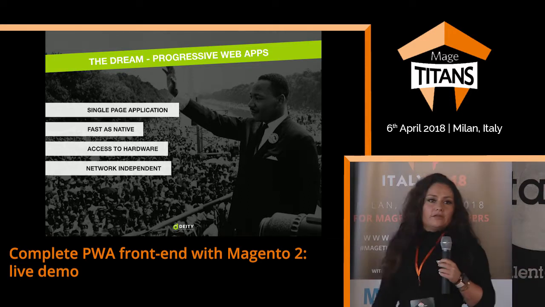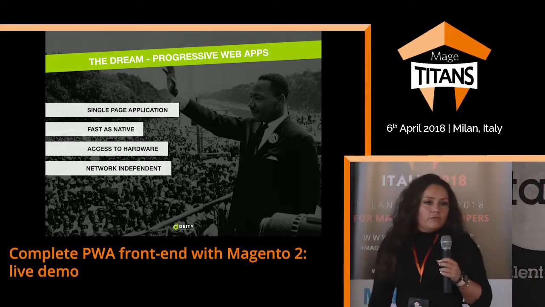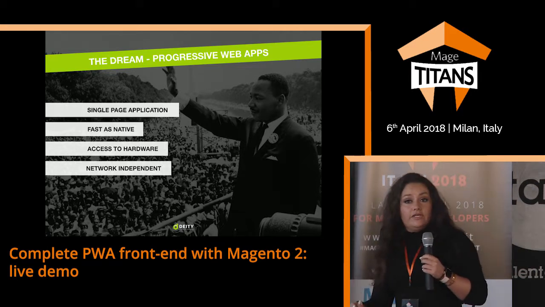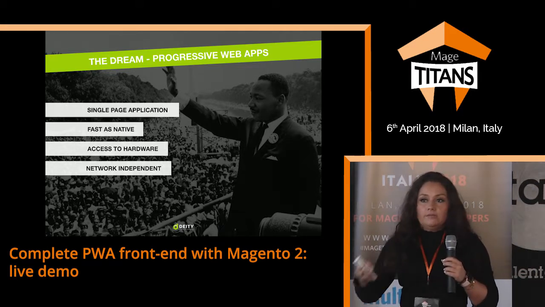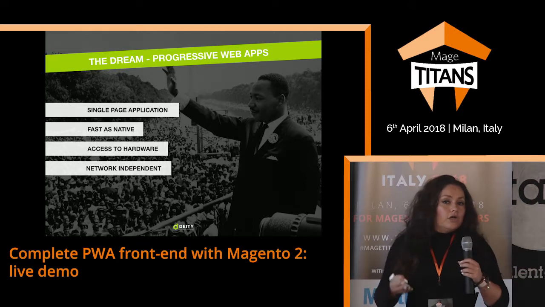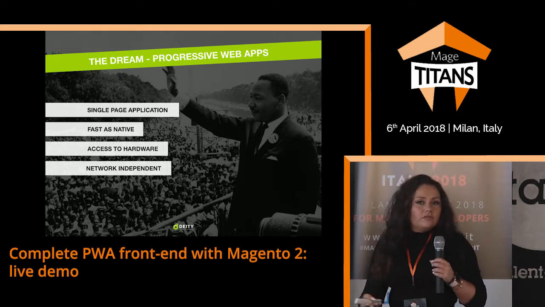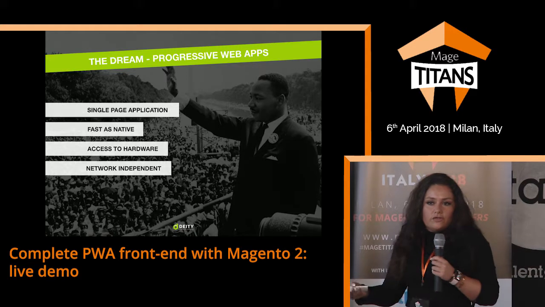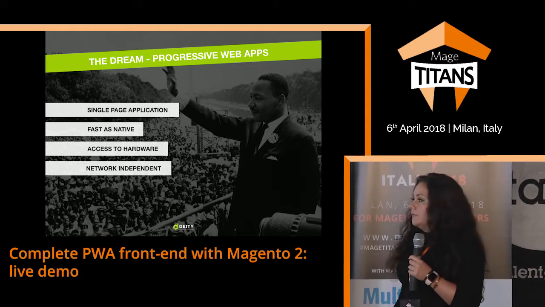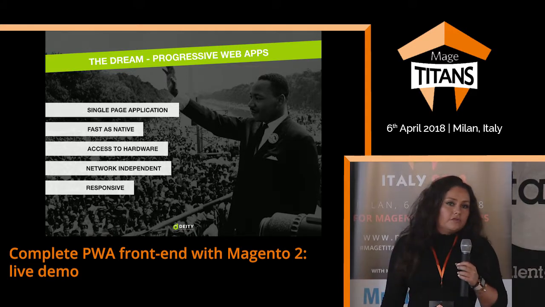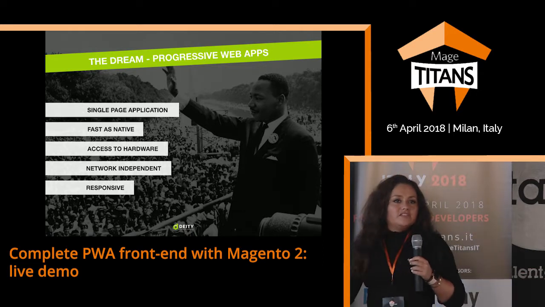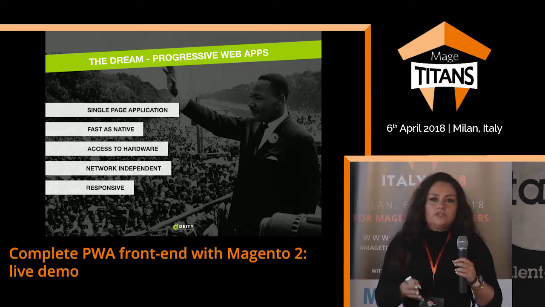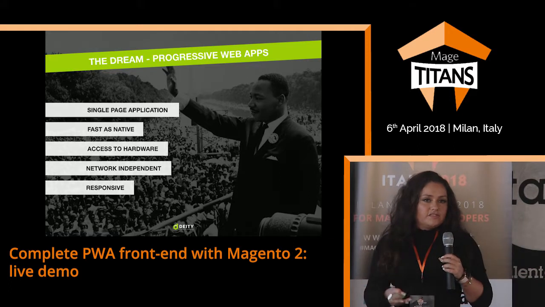We want to be network independent because we don't have good networks everywhere. People are also traveling. They might be on the train, in the metro, on the plane. We want to make sure they can still use or at least see something. It doesn't have to be fully offline, but you need to at least show them something, create an engagement with them. And we want it to be responsive, but not only responsive in the sizes of the screens, we want it to be responsive over the operating systems.